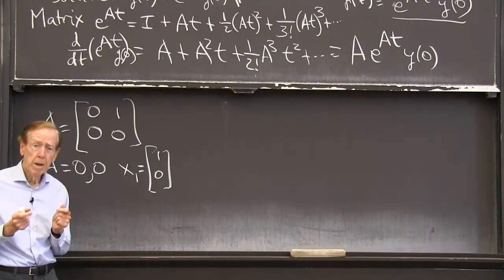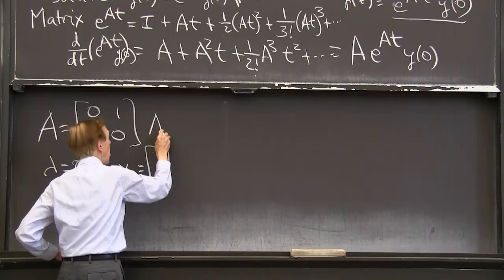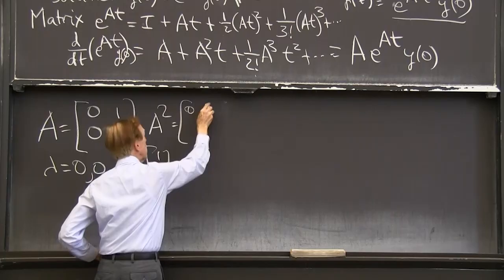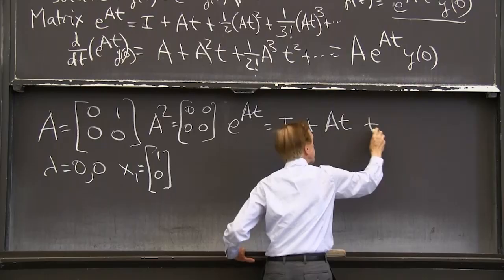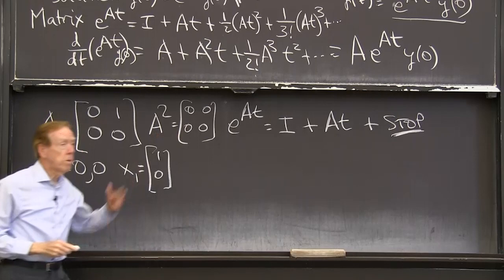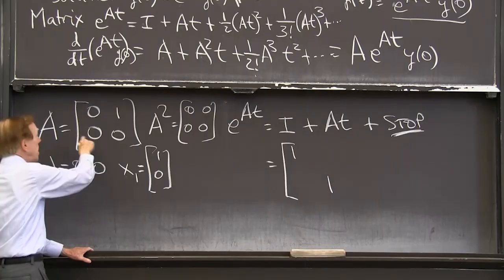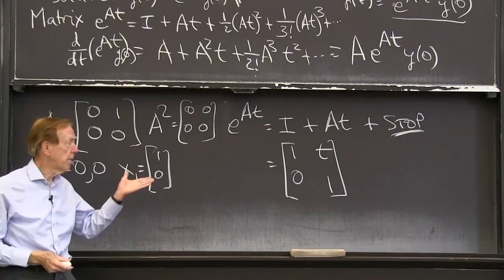Still, I can do e to the At. That's still completely correct. That series will work. So to do the series, I need to know A squared. I'm actually going to use the series, but you'll see that it cuts off very fast. A squared, if you work that out, is all zeros. So our e to the At is just I plus At plus, stop. A squared is all zeros. A cubed is all zeros. So the matrix e to the At is the identity plus A times t. A is this, times t is going to put a t there. There you go. That's a case of the matrix exponential, which would lead us to the solution of the equations.